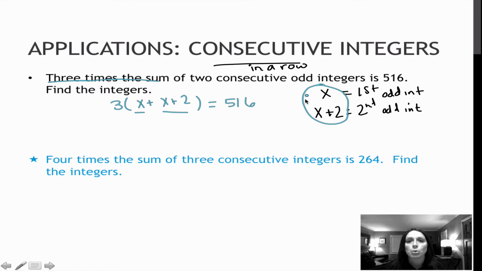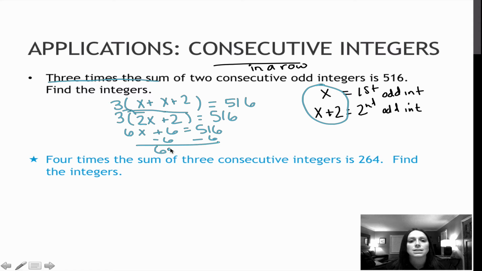So this part was very important for us when we were writing the equation. Now it's just simple algebra. So I'm going to follow my order of operations, which says combine like terms in the parentheses first. Now there's a possibility here to just divide each side by 3. I'm not going to do that because many people get confused by that. So I'm going to go ahead and distribute. The 3 times the 2x is 6x, and the 3 times the 2 is 6. I'm going to subtract 6 from each side to get 6x equals 510. And then I'm going to divide by 6, and when I divide by 6 on each side, I get 85.